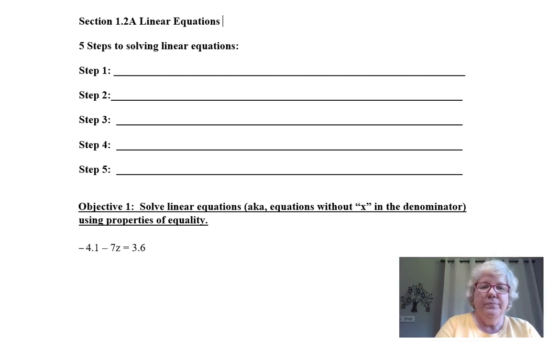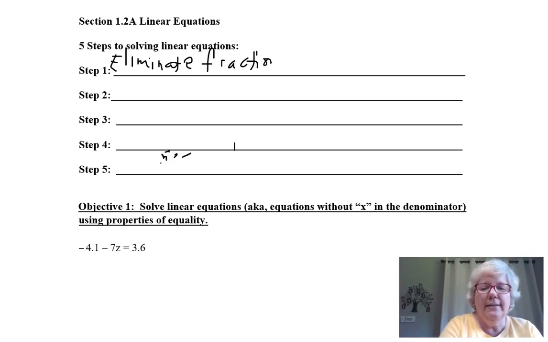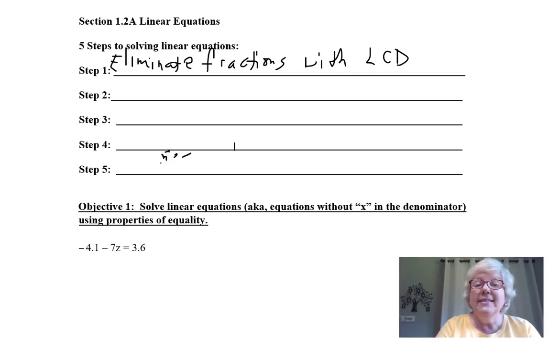Step 1. That is to eliminate fractions. 95% of the adult American population hates fractions. So let's go ahead and eliminate fractions with what we'll call the least common denominator. The second step will be to eliminate parentheses.